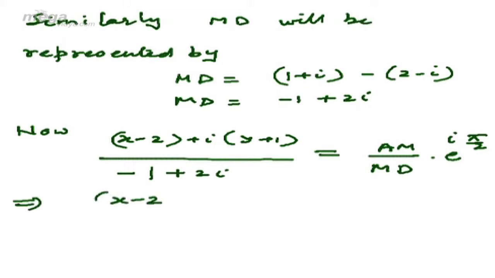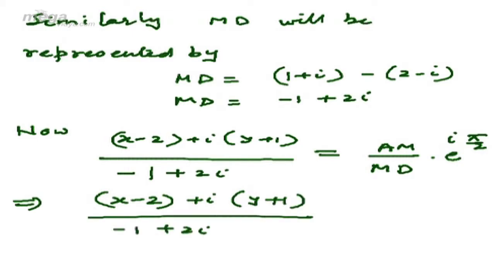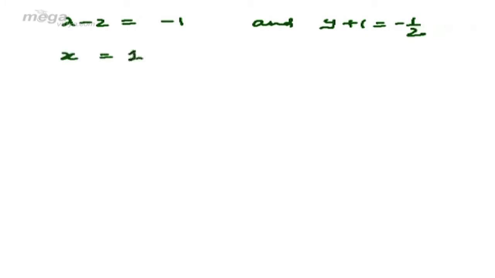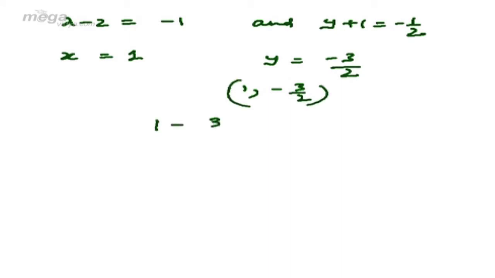So x minus 2 plus i times y plus 1 divided by minus 1 plus 2i is equal to 1 by 2 i. That is, x minus 2 plus i times y plus 1 is equal to, if you multiply the denominator by 1 by 2 into i, minus 1 by 2 i minus 1. If you compare, then x minus 2 is equal to minus 1 and y plus 1 is equal to minus half. So x becomes 1 and y becomes minus 3 by 2. So the vertex A can be represented by 1 comma minus 3 by 2, or as a complex number, 1 minus 3 by 2 i.